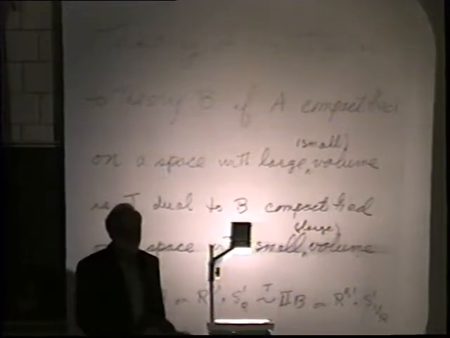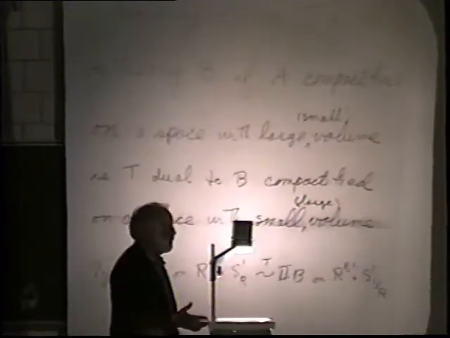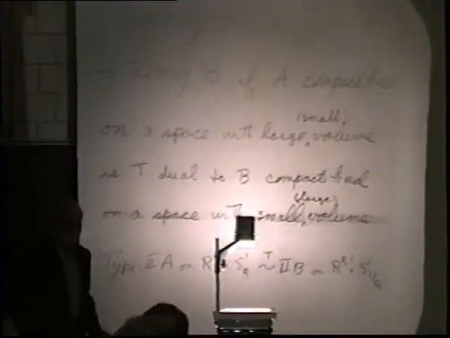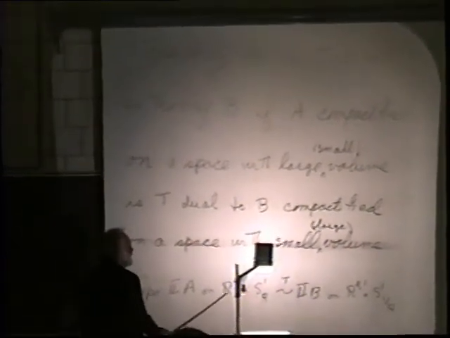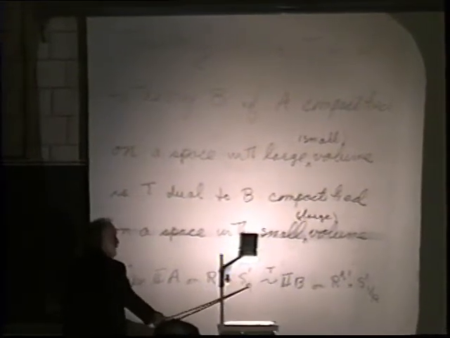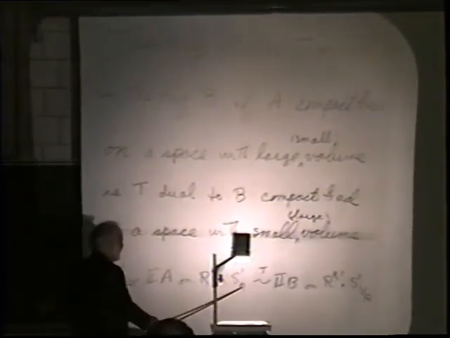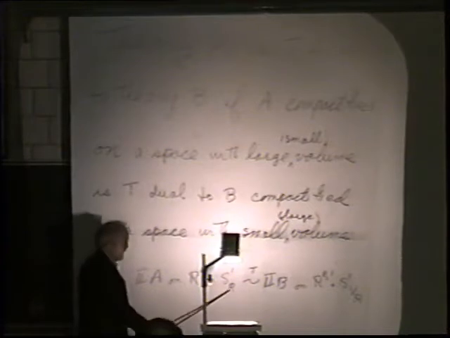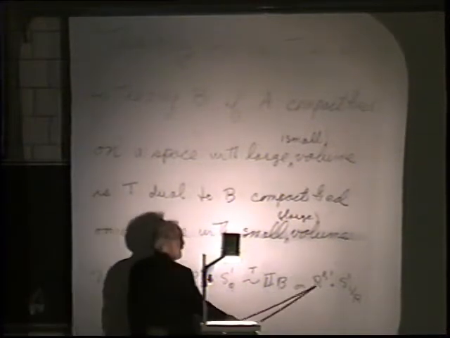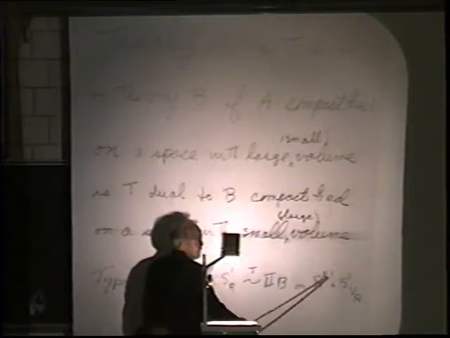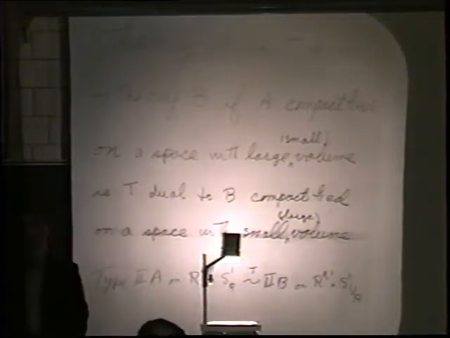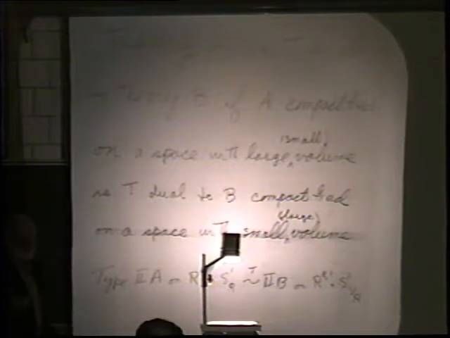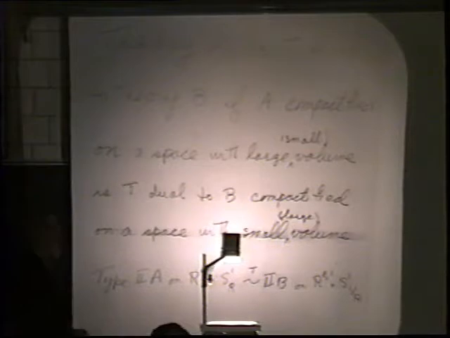So the statement is that a type 2A string, whatever that means, I'll wave my hand later on, compactified on this space with a circle of radius r. I shouldn't have used r because r stands for Euclidean for the reals, is the same as the type 2B theory compactified on a circle of radius 1 over r. That's what T-duality does. It changes the volume of one into the reciprocal volume.